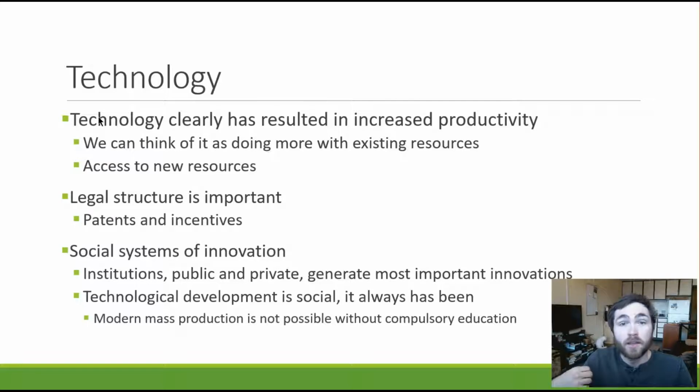And then the legal structure is also important, right? So patents act as incentives for people to innovate. And we also place limits on certain types of innovation to prevent people from doing things that we decide are socially destructive or immoral or what have you. But so the legal structure sets what is permissible and sets up incentive structures for people or organizations to innovate.